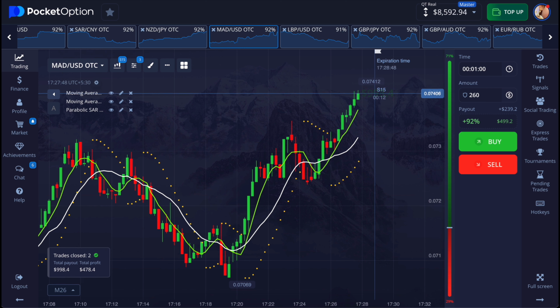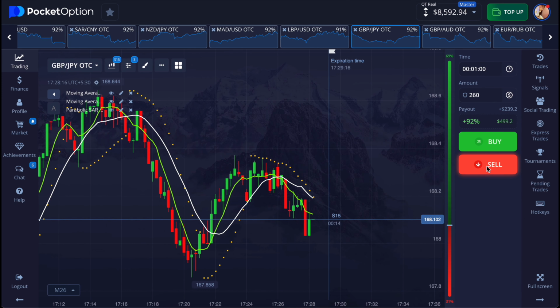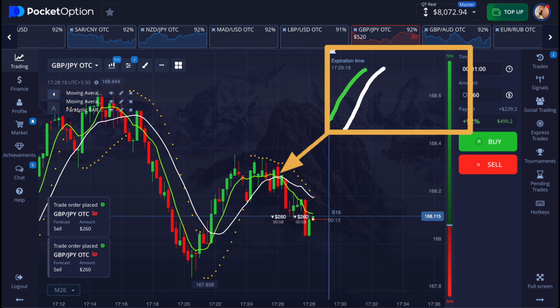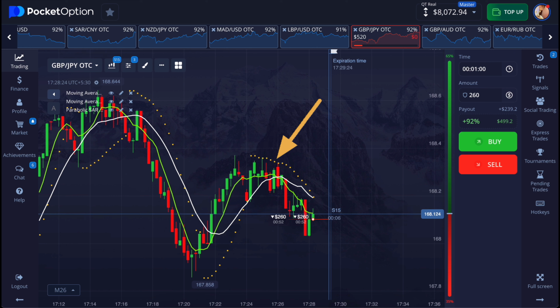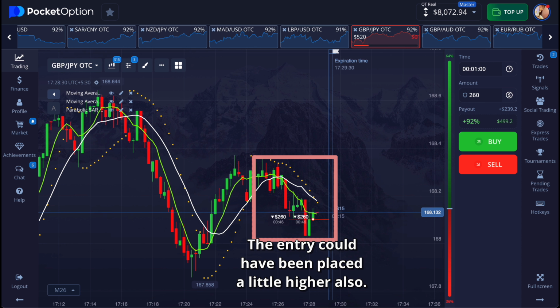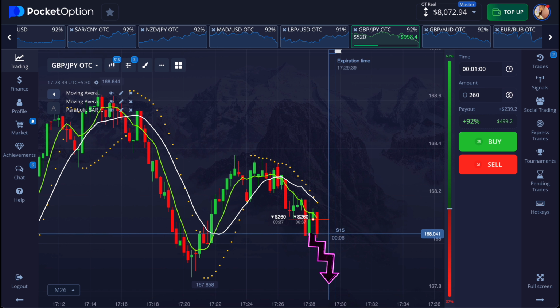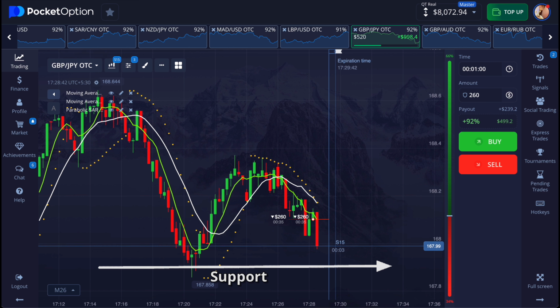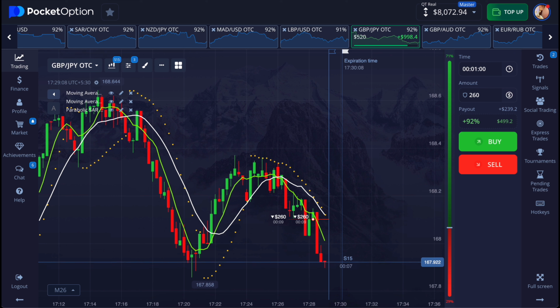So here our first entry has won, and we have made a profit of around $478 in this trade. So there can be a good entry here also. So here the green line of the moving average has crossed the white line in the downward direction, and here the parabolic SAR has also provided a signal in the downward direction. Here it is too late for both the indicators to give the signal. It would have been better if we would have got the opportunity to place the entry a little earlier. But still it seems here that the downtrend will continue, because the market can go up to the support zone. You will get to see something new in every entry, hence its practice is also necessary.